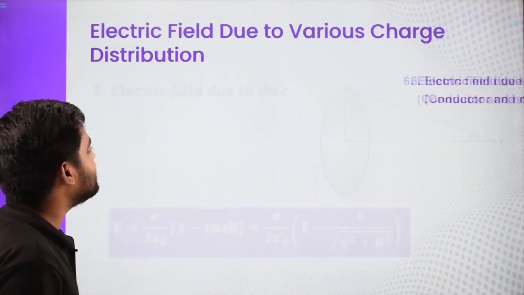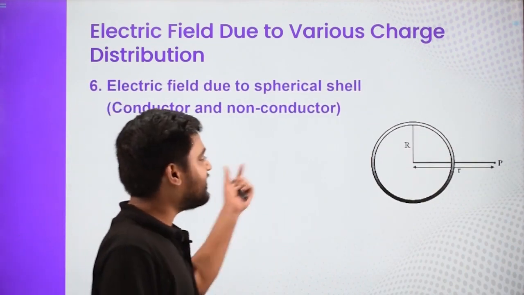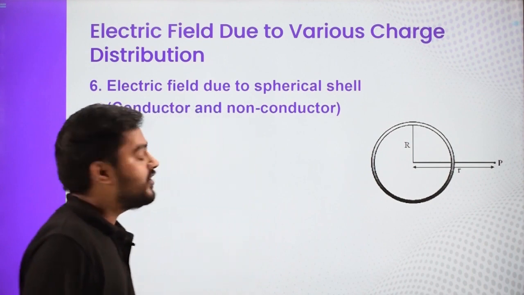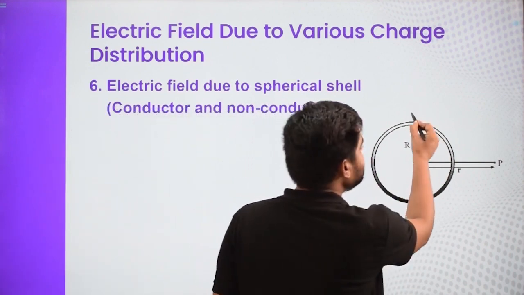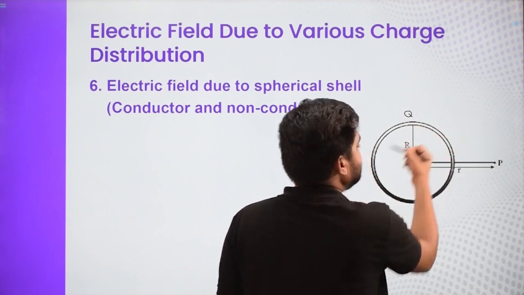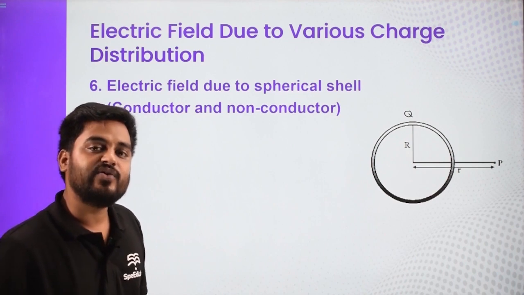Now let us discuss electric field due to a spherical shell. Now that shell might be a conductor or it might be a non-conductor. So this is just a shell, the boundary, and charge Q is lying over this shell. So this charge is lying over an area. So there are two cases which we are going to discuss.